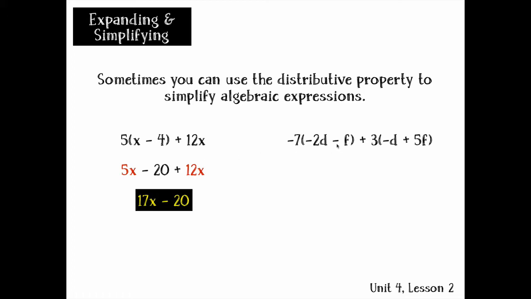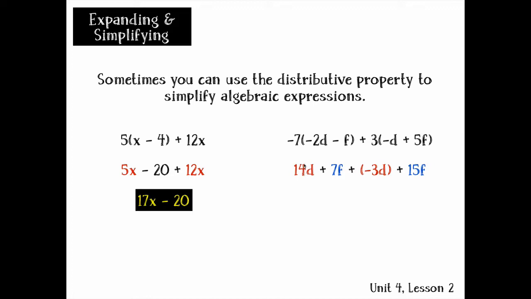Now the second one's a little more complicated, and it's a little longer. So negative 7 times negative 2d gives me 14d. Negative 7 times negative 1f gives me 7f, right? 3 times negative d gives me plus negative 3d. And then 3 times 5f gives me 15f. And again, you'll see I color-coded this so you can see the like terms.